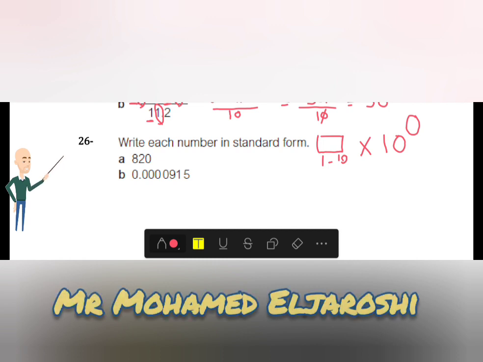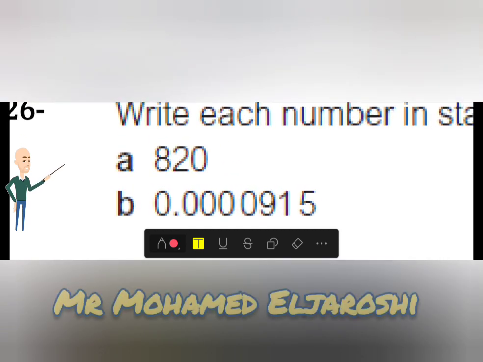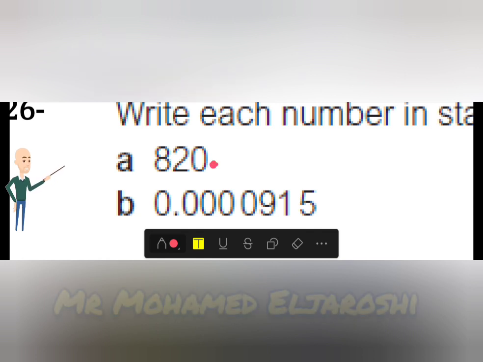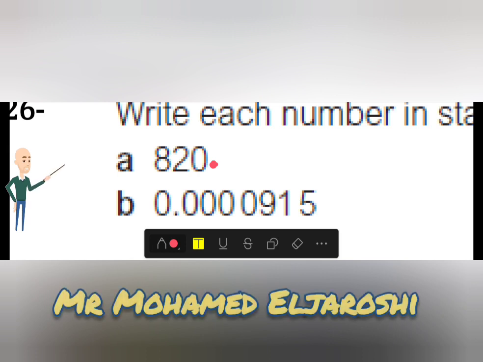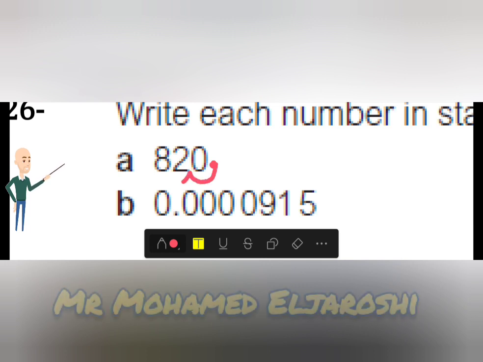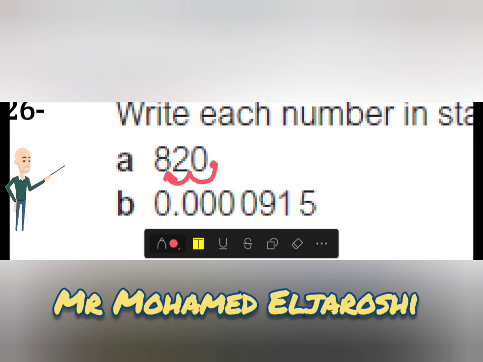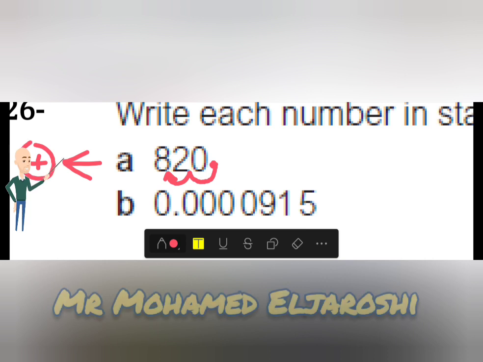Now, here in question A, we have 820. To make this a standard form number, we have to know where is the decimal point. For a number like this without a decimal point, the decimal point always stays at the end of the number, next to the units. Now, I need to move the point to make the number between 1 and 10. So, I'll move it like this, 1, 2. So, I moved it 2 times to this side, which is the positive side. And then I write the number, which is 8.2 multiplied by 10.